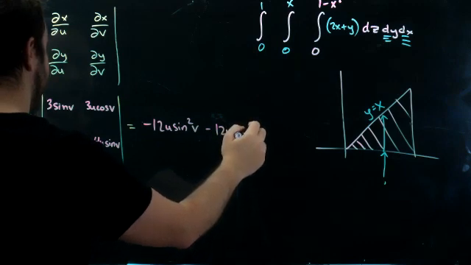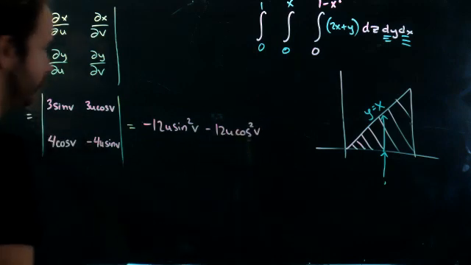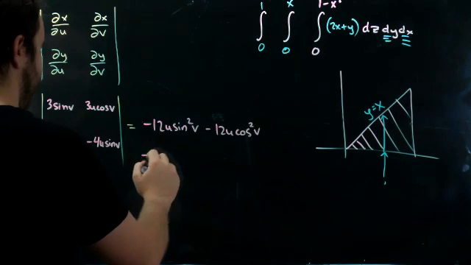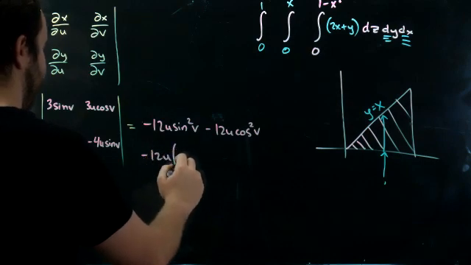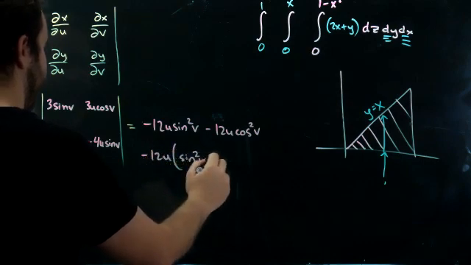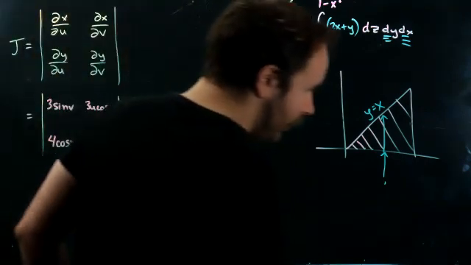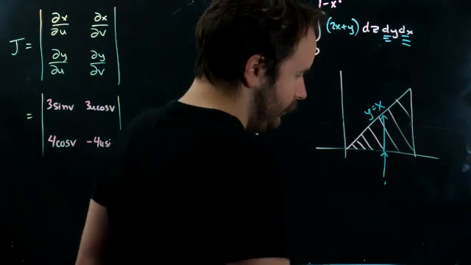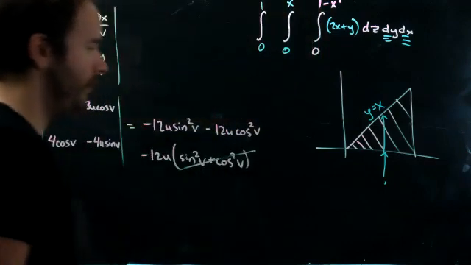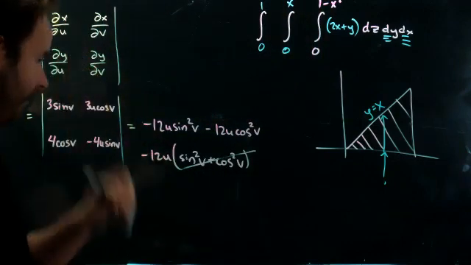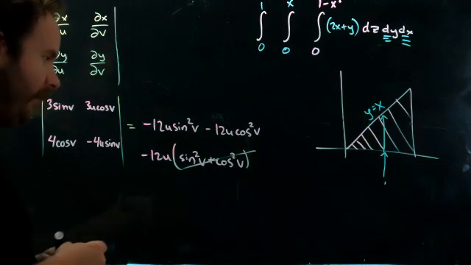What can I factor out of this expression? Negative 12u. Good. If I do that, I get negative 12u times sine squared v plus cosine squared v. That's just 1, right? So I just get negative 12u. Again, the order wouldn't matter. Now I'm curious to know, is negative 12u right?